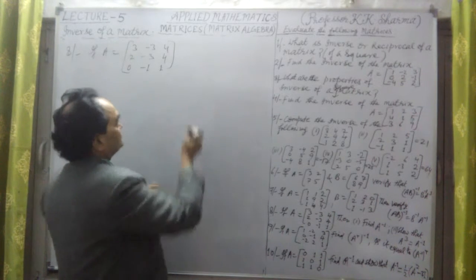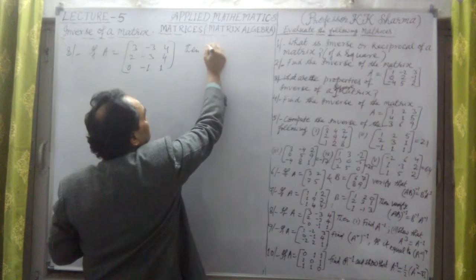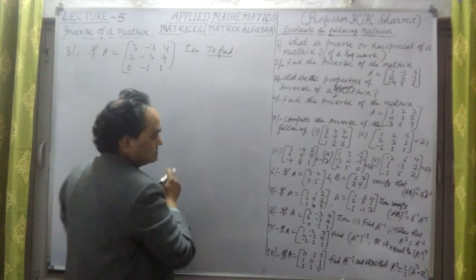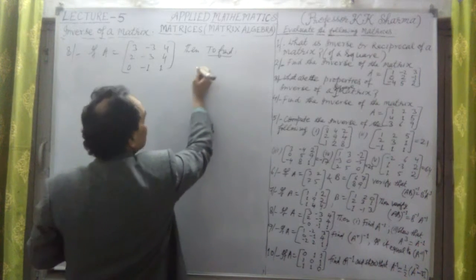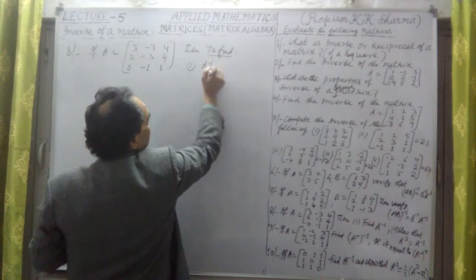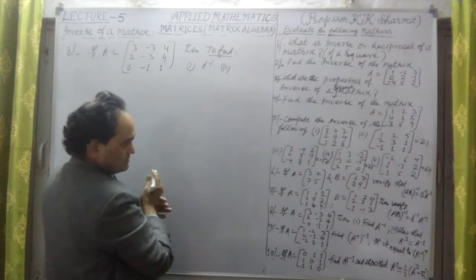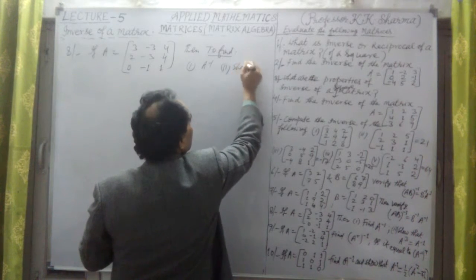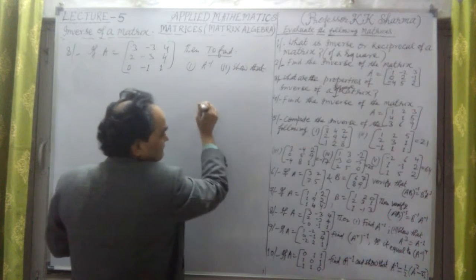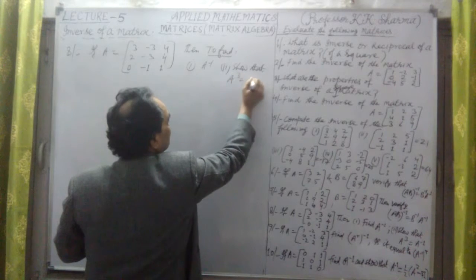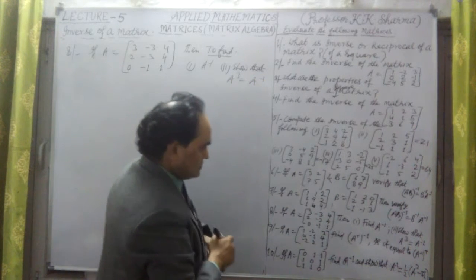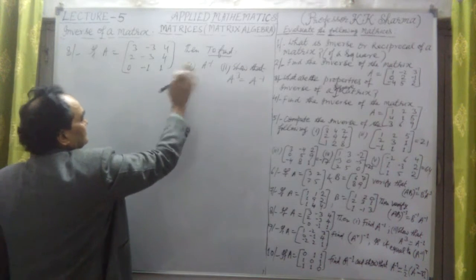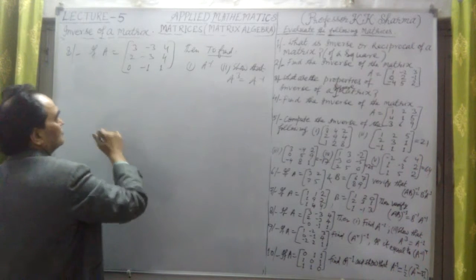Then to find A cube, A inverse also we have to calculate. First part is to find A inverse. Second part is to show that A cube is equal to A inverse. This is a different kind of question or problem. Now let me first calculate A inverse, then A cube we will calculate, no problem.